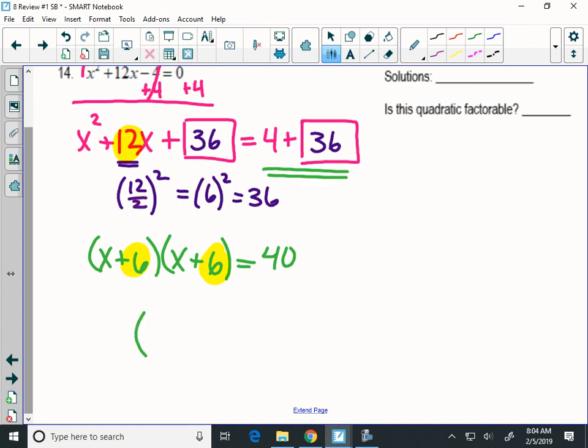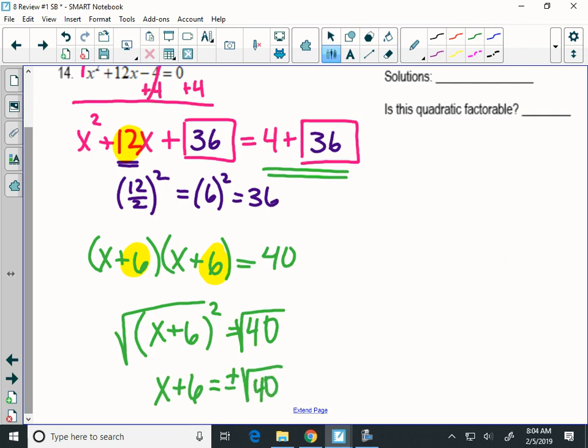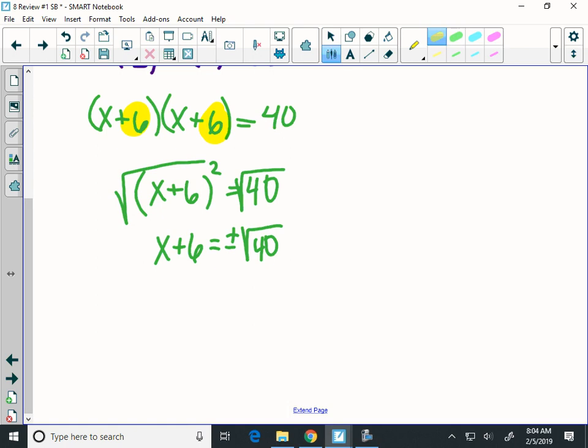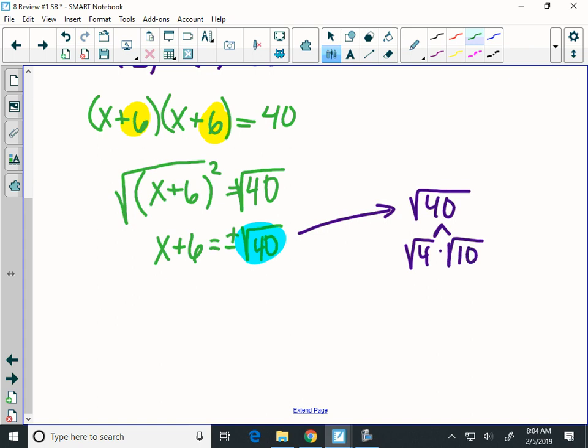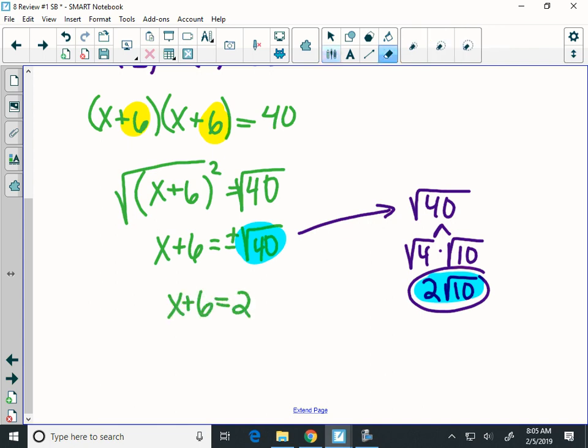Now what I would do is condense the left-hand side. X plus 6 squared equals 40. Now we're going to solve for x. We're going to take the square root, which gives me x plus 6 equals, now with the square root, we write plus or minus the square root of 40. Now one thing to remember is when we have to check to see if I can simplify the square root of 40. I actually can here. The perfect square that goes into 40 is radical 4 times radical 10. And that simplifies to be 2 radical 10. So I'm going to take that 2 radical 10 and replace it with the plus or minus square root of 40.